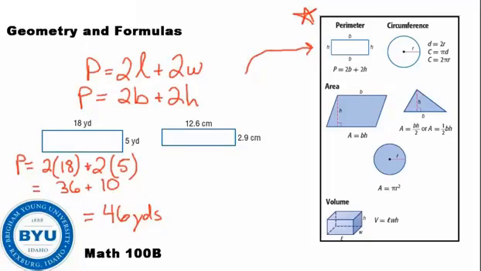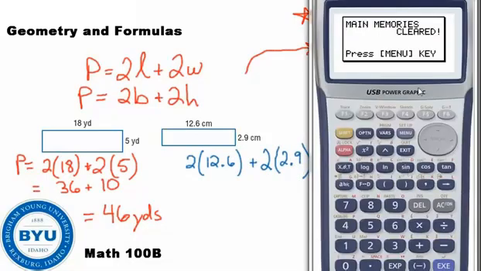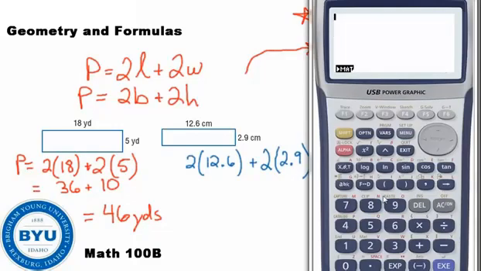Okay, how did we do? On this problem, you could have done it a couple different ways, but if you use the formula, you would have done 2 times 12.6 plus 2 times 2.9. You then could have used a calculator if you wanted to.